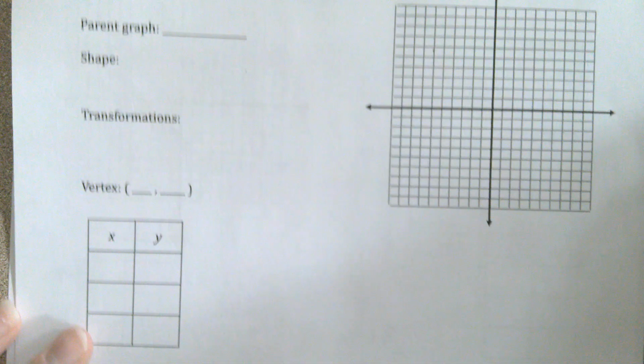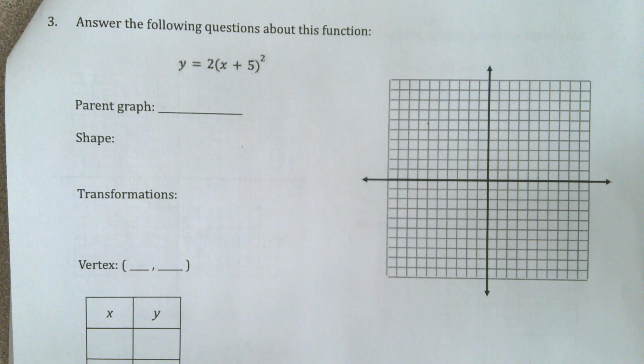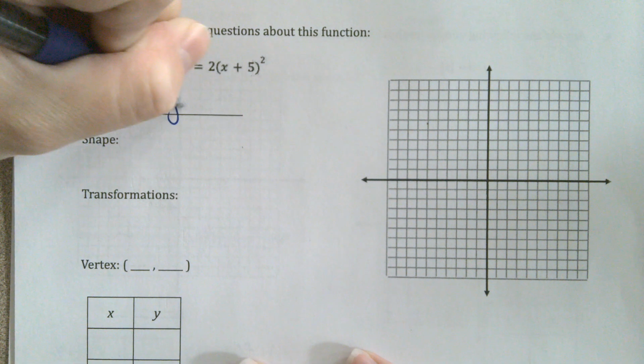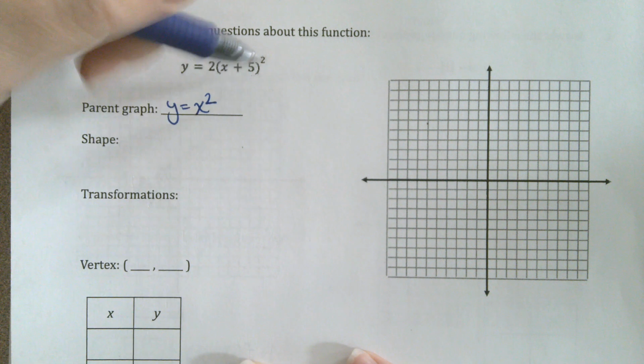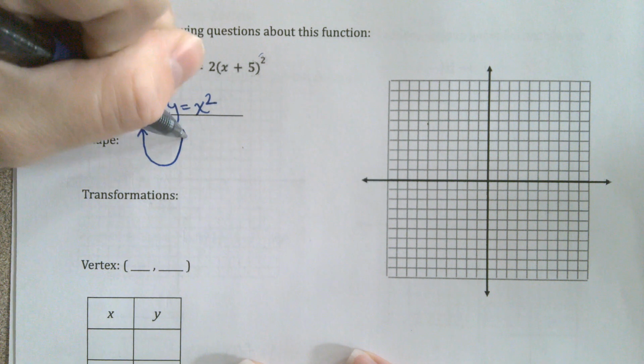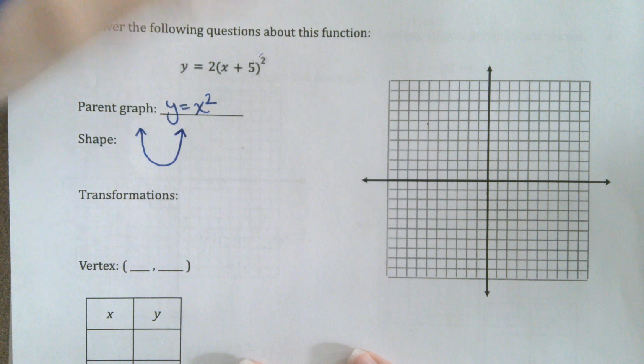Halfway done, 2 more problems. Here we have y equals 2 times x plus 5 squared. Parent graph is y equals x squared. So we got the squared in there. Shape, again, is a U. Transformations, we have 2 of them.